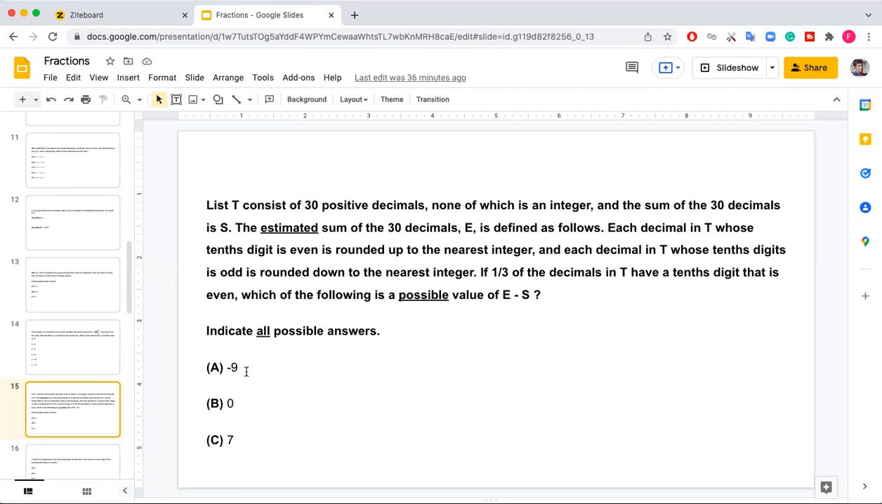Now tell me what are the possible answers. 7.9, 7.0, all of these, right? So you got the question, how the question could be asked. This was a very interesting question. That's why I chose this question. I believe this is a level 5 question. But everyone got this question, right?